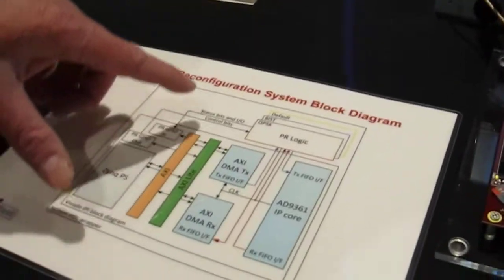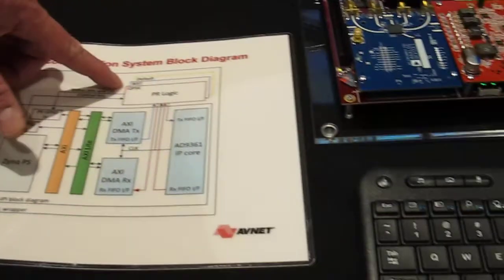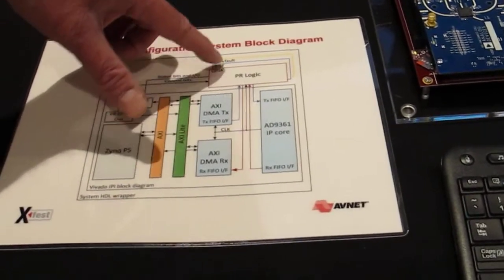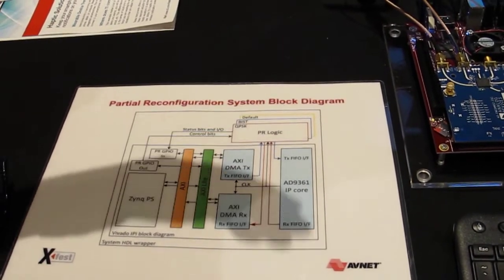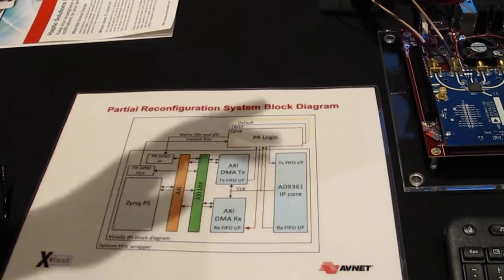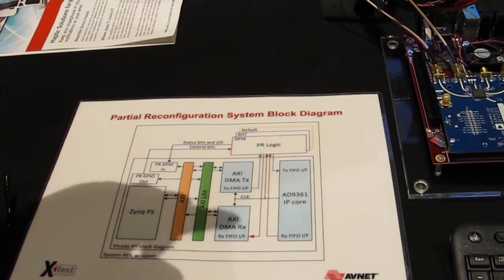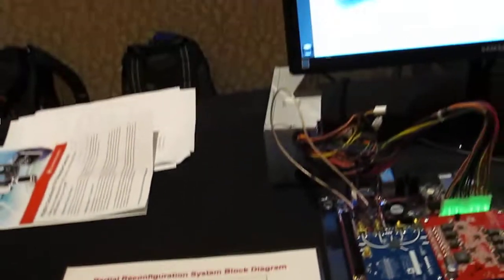And the design they have is one partition that they set up for reconfiguration and three different modules they set up for reconfiguration. One is a default module that's simply data in, data out, or data out, data back in on a loopback. Second module is a built-in self-test. And third module is QPSK modulation of transmit data.